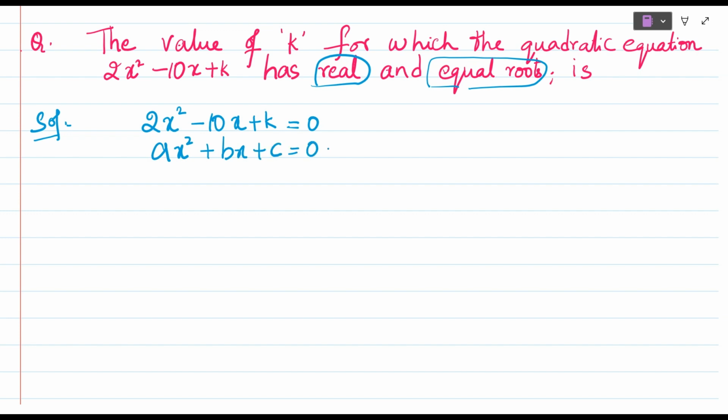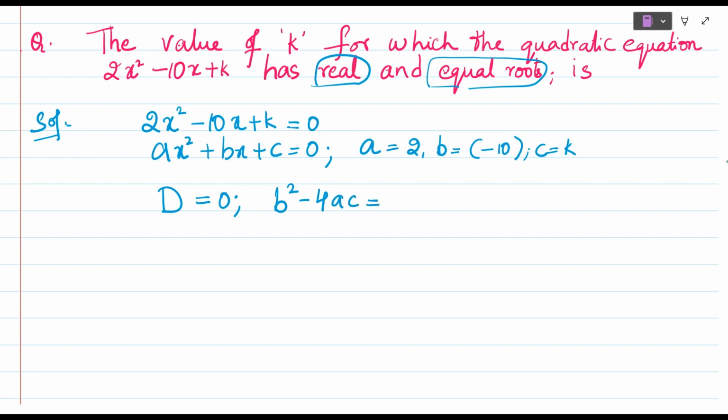This is the standard form of a quadratic equation, and the value of a is 2, the value of b is minus 10, and the value of c is k. Now we have to find the value of k. Understood? So now if the quadratic equation is having real and equal roots, what is the discriminant? Discriminant is equal to 0. Means b square minus 4ac will be equal to 0. So apply the values of b, a and c here: minus 10 whole square minus 4 into 2 into k is equal to 0.